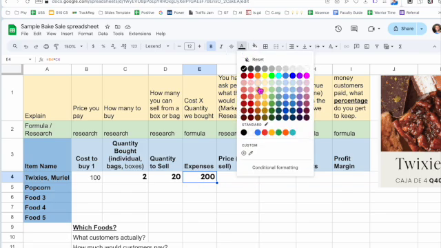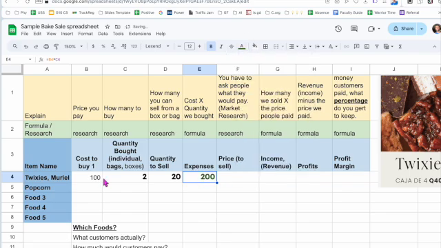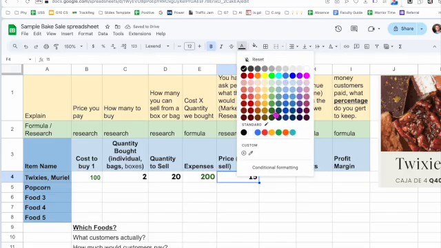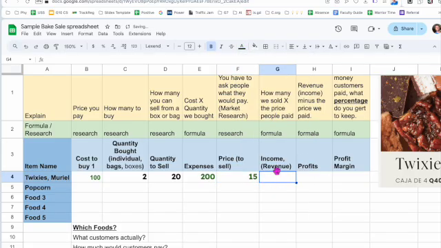I'm going to make that green real quick just to remind myself that that is money, and this is money also, so that's going to be green. Now, the price I want to sell, that takes research. It's called market research. You have to ask people what they would pay for Twixies. And I'm just going to guess for now and say people will pay 15Q for those Twixies. And I'll make that green so I remember that's money, and I'll change the quetzales later.